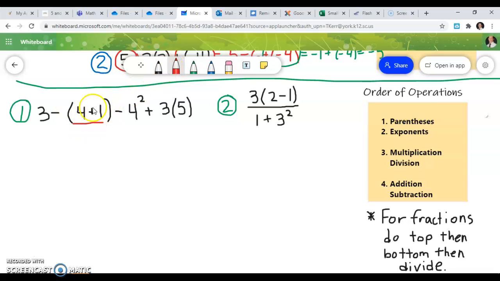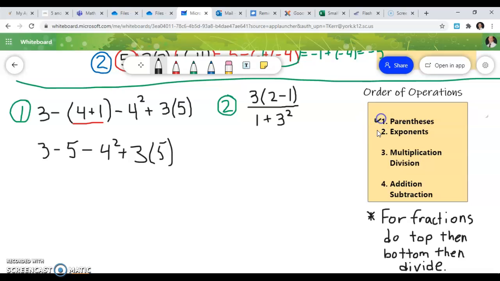So when I do that first, I'm going to do this and only this, and everything else I'm going to copy down. So we can't be lazy here and just write down 5. We have to copy everything down. So I'm going to write 3 minus, and then here 4 plus 1 is 5. So the parentheses go away now because I've done everything in the parentheses. So now I have 3 minus 5, and I'm going to keep copying everything down. Minus 4 squared, or to the second power, plus 3 times 5. So we should have this formation where it was this long, and we're just making it a little bit shorter. Okay, so parentheses, check. Exponents.